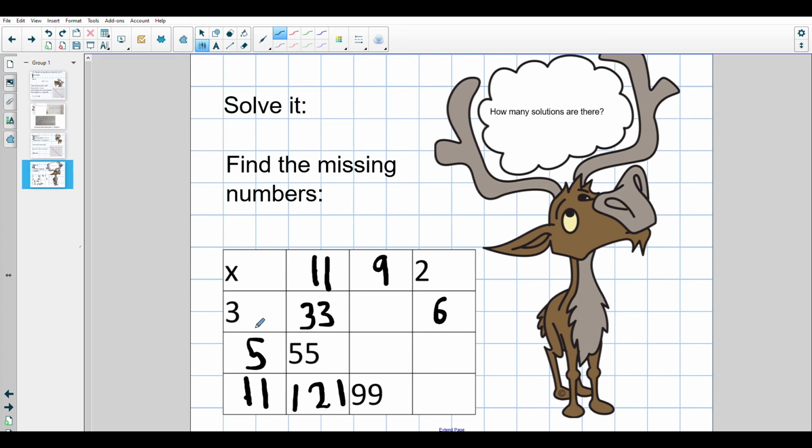Okay, 3 times 9. Well, I know that 3 times 9 is 27. Right, you can do the next one. 5 times 9. Work out in your heads. I'll give you 3, 2, 1. 9 times 5 is 45. Well done if you got that. Don't worry if you didn't. Keep practicing the times tables. 2 times 5. Nice and simple. 10. And 2 times 11. Nice and simple. 22.